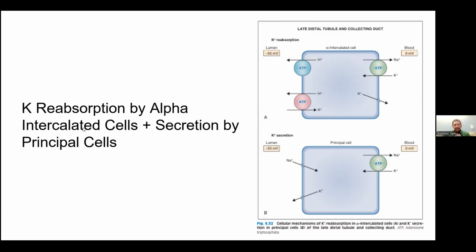Potassium secretion is net transfer of potassium from blood into the lumen. Potassium is brought into the cell from the blood via the sodium potassium ATPase, which is responsible for maintaining the high intracellular potassium concentration.